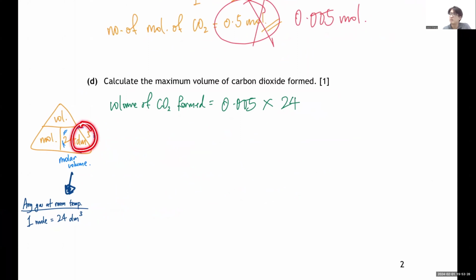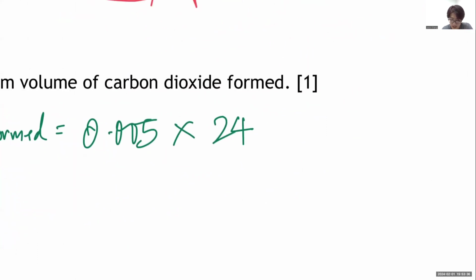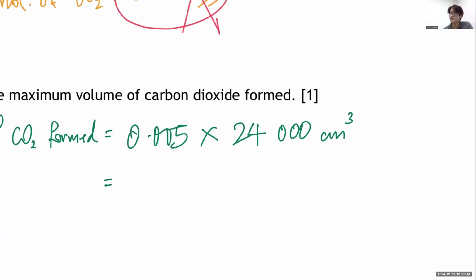Do we know how to convert dm cubed? Usually questions will want us to leave it in cm cubed. Hence, 0.005 times 24,000. Is that 24,000? 3 zeros. Press 3. Is it correct?